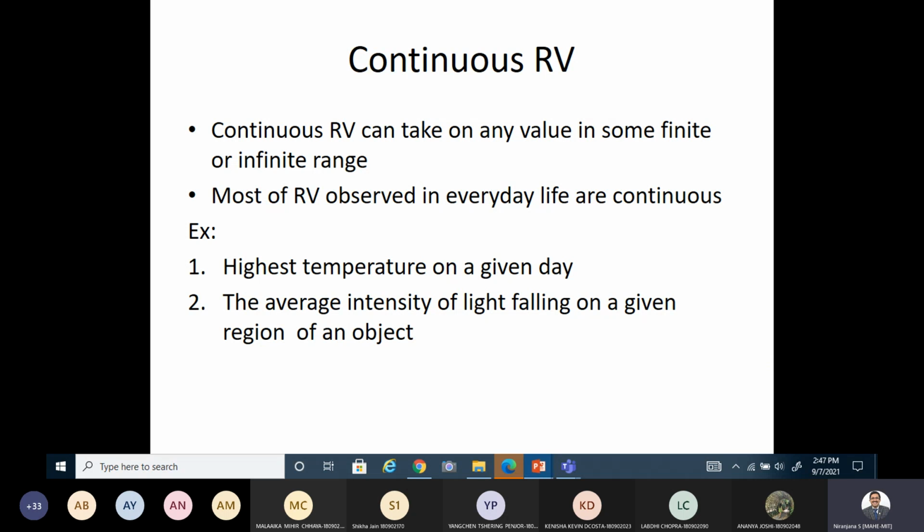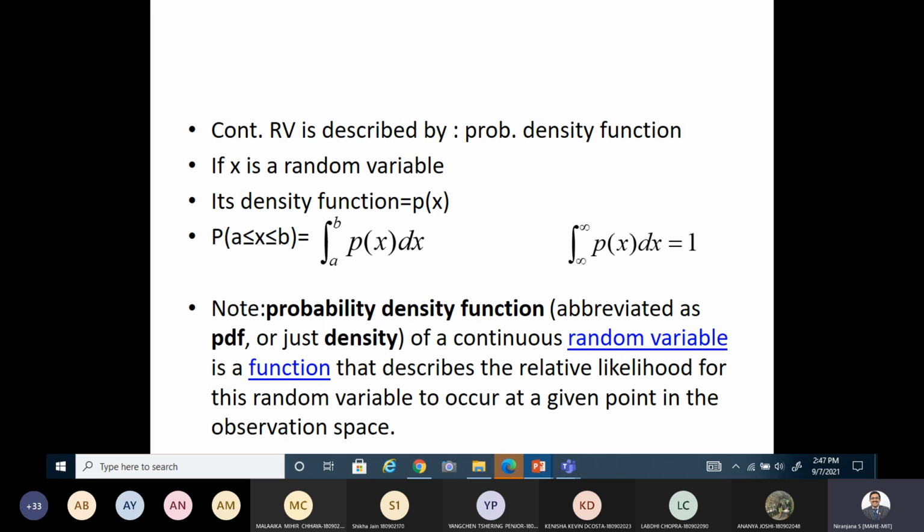Now let us take up the case where the variable is continuous. How to visualize a class now? Suppose the random variable is continuous, such as the highest temperature on a given day or the average intensity of light falling on a given region of an object. When you are measuring these parameters, which change continuously, and you are trying to describe that, you may have to go for a probability density function.